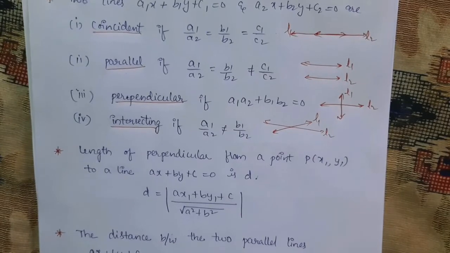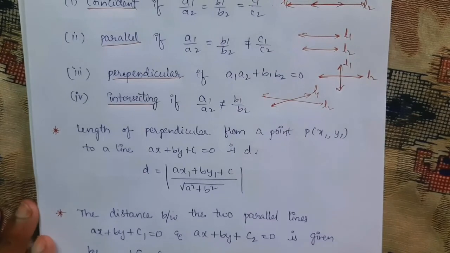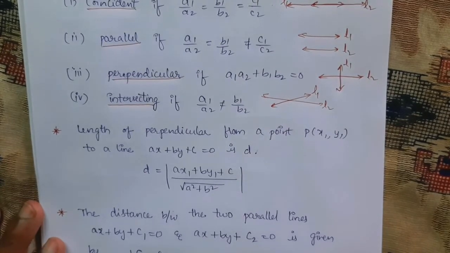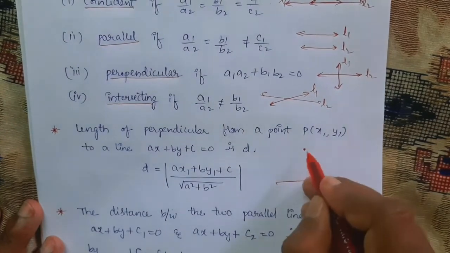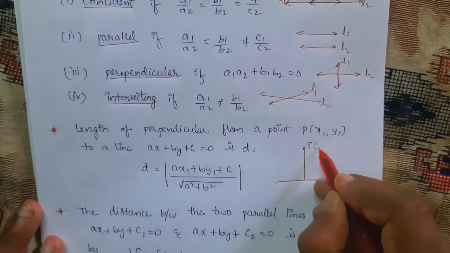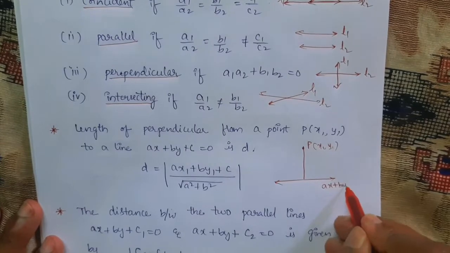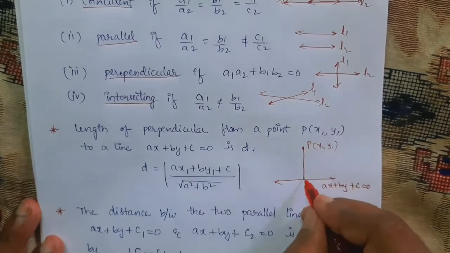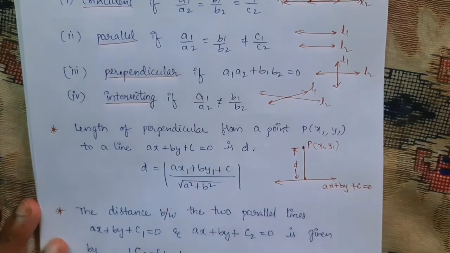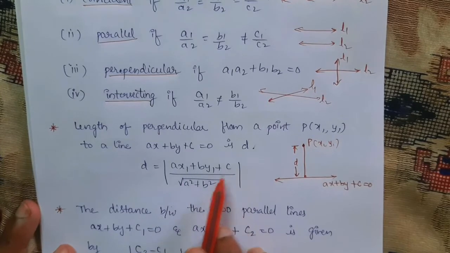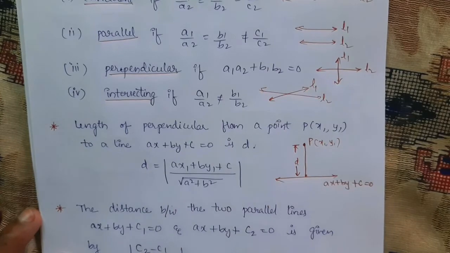And then next, the length of the perpendicular from a point P of x1, y1 to a line ax plus by plus c equal to 0 is d. For example, if it is a point P of x1 comma y1 and this is a line ax plus by plus c equal to 0, then the length of this perpendicular, nothing but the distance from this point to this line, we will consider as modulus of ax1 plus by1 plus c by square root of a square plus b square. Why modulus? Because distance is always positive.